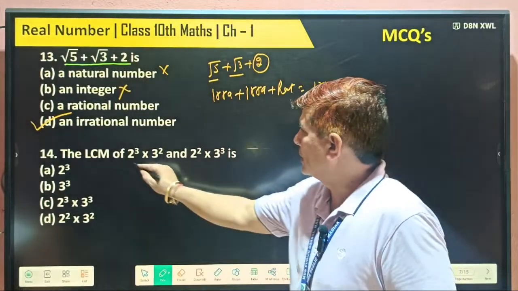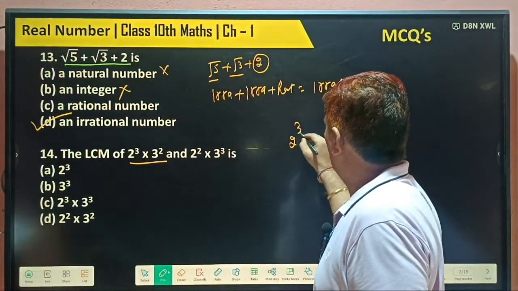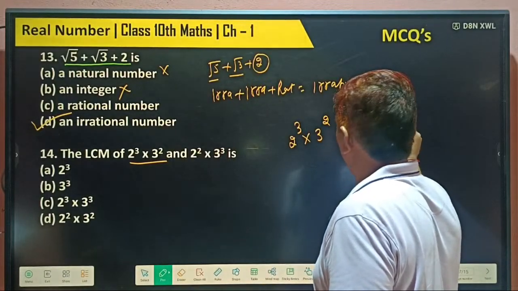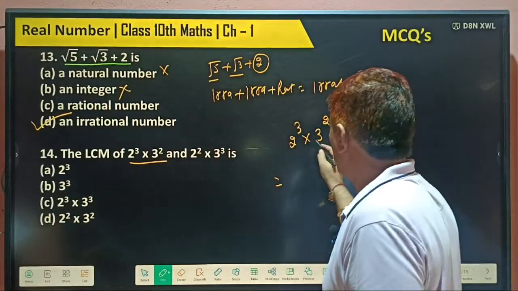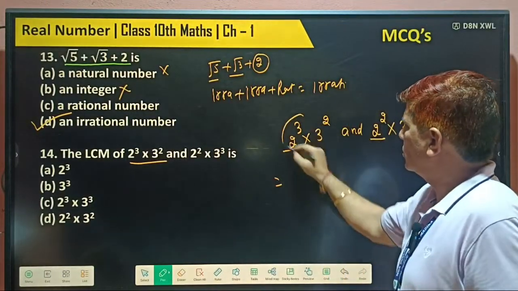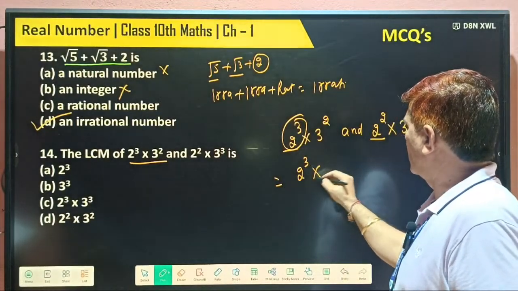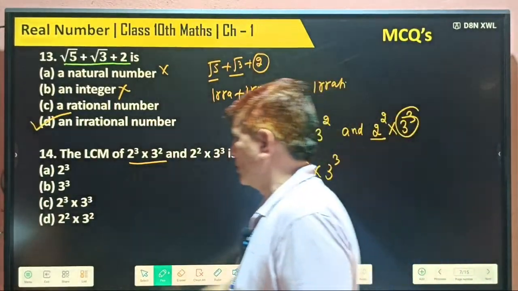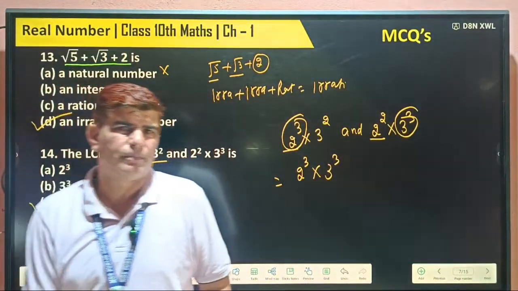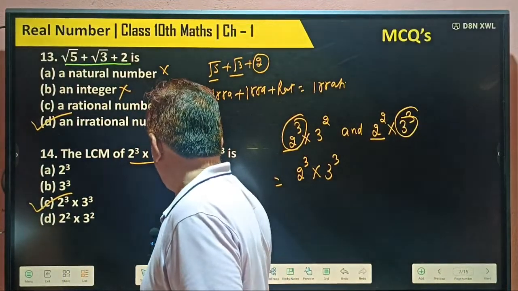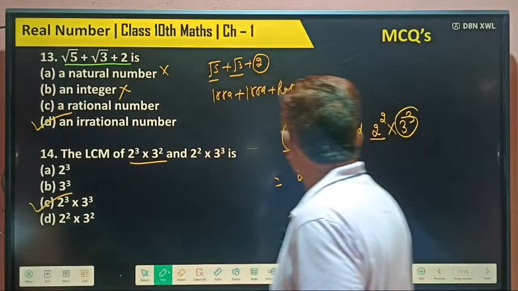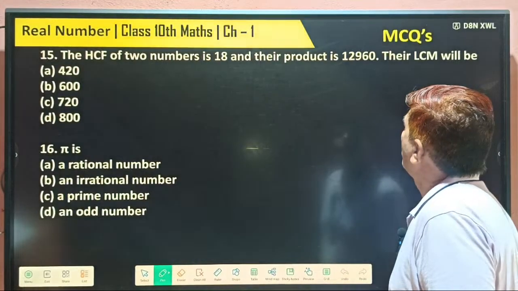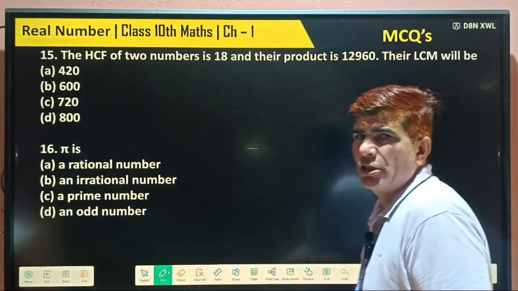LCM of 2 power 3 into 3 power 2 and 2 power 2 into 3 power 3. So what's the highest power of 2? This or this? This. So we can write 2 power 3. 3 power highest, this, 3 power 3. So which one is your answer? This, already I told you. So simple one. No problem. Got it or not? This is question number 14, 15. So this also you can easily solve.